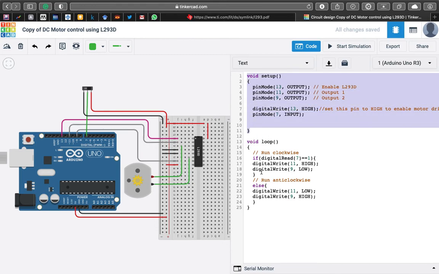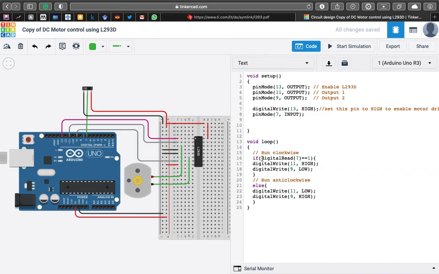And next is loop. In loop, what we are doing, just like controlling an LED, making it on and off. So if I give 1 and 0 here, then it will make the DC motor rotate in the clockwise direction. If I give 0 and 1, it will make the DC motor run in the anti-clockwise direction. So I'm going to make the decision based on the switch status.